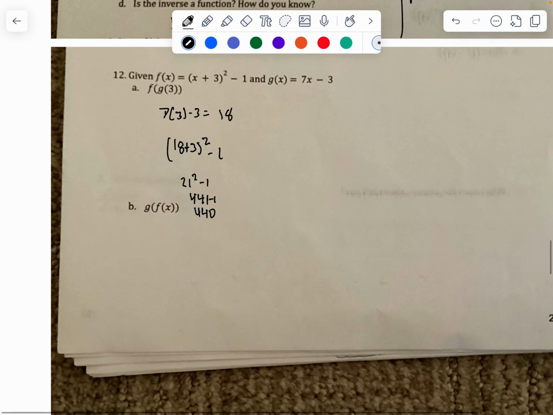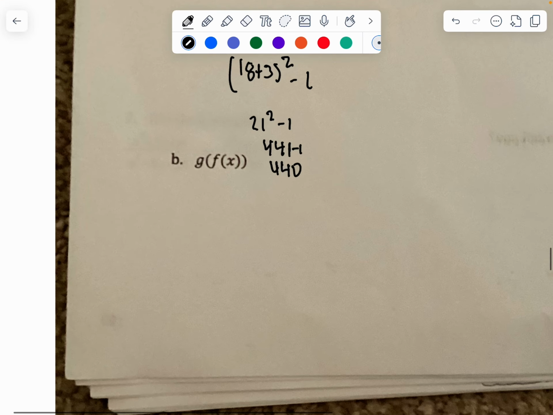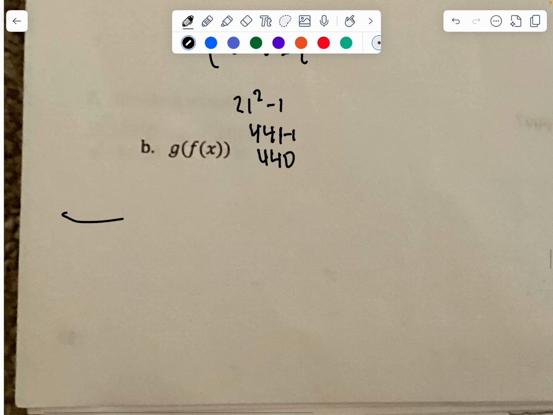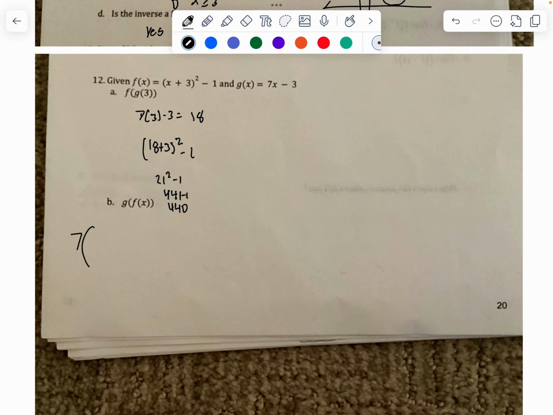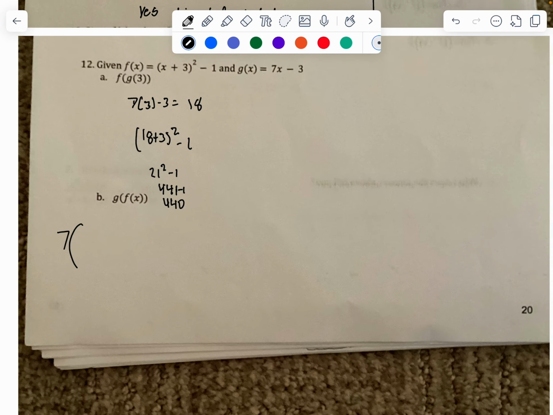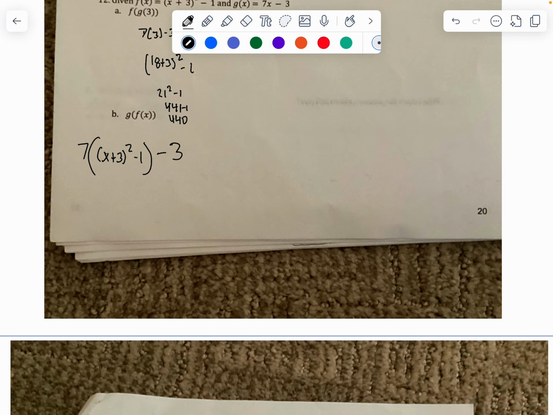Now g of f of x is going to be really easy. All you're going to do is put g on the outside, so put g, 7 times. You don't have to make it that big. Now we plug in f of x for the x in g of x. So we're going to plug in (x plus 3) squared minus 1, and then all minus 3. So that's how you plug a function into a function.